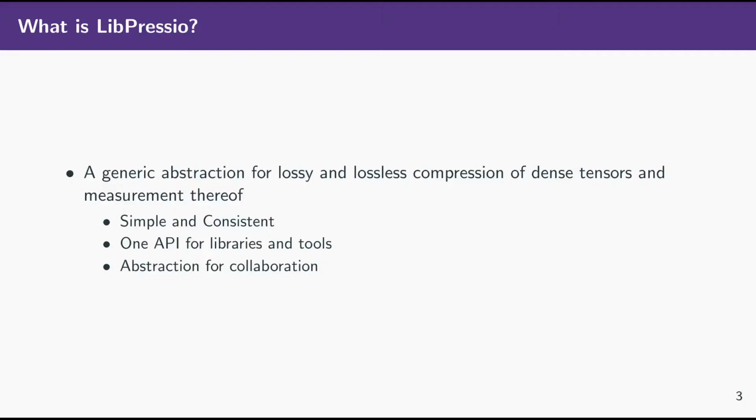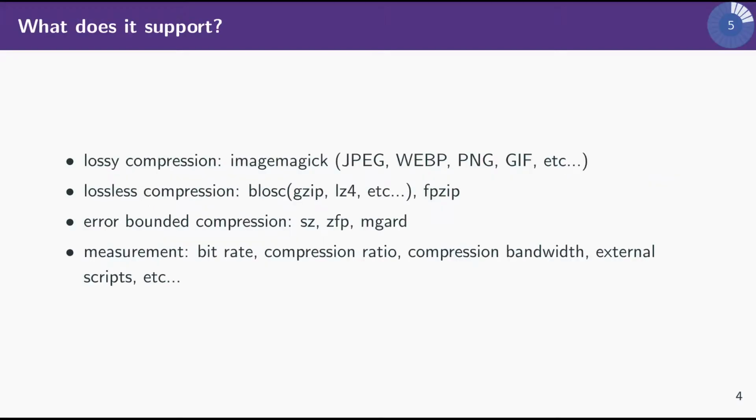Over the existing interfaces that you may have used, it provides a simple, or at least I think it's a simple, and consistent API. You have the same ordering of the dimension information, and the same way that you pass type information, across all of the different compressors that LibPressio supports. It also gives you an abstraction that you can use to collaborate with people regardless of what kinds of compressors they're using.